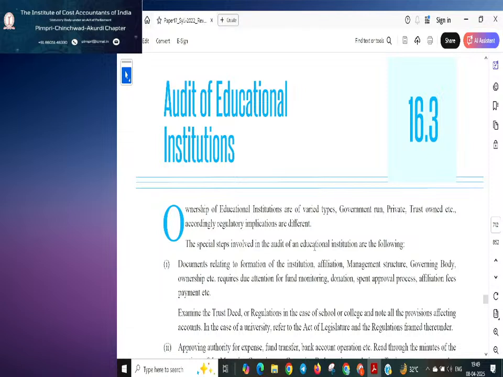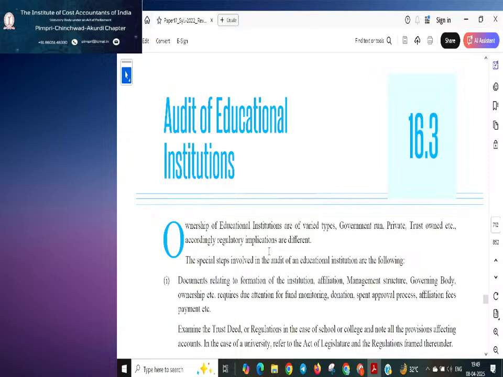When it comes to non-teaching staff, how are they appointed? Are they on a regular basis or on a contract basis, and how does payment disbursement take place? Some educational institutions even come with hostel facilities and kitchen facilities, with their own canteen.